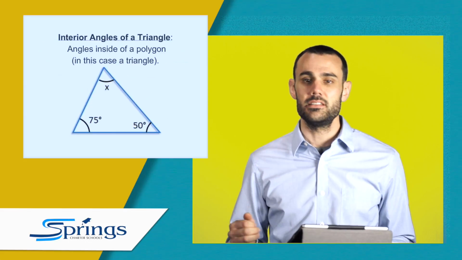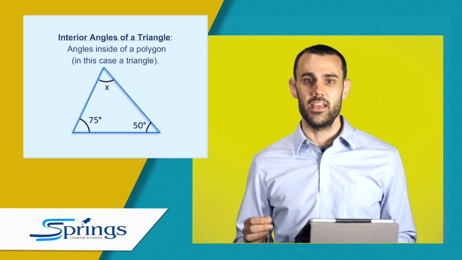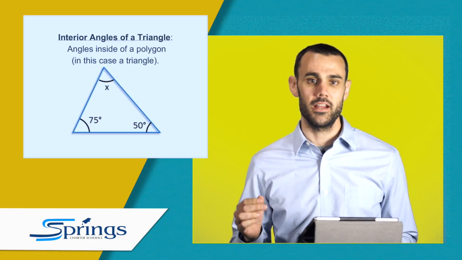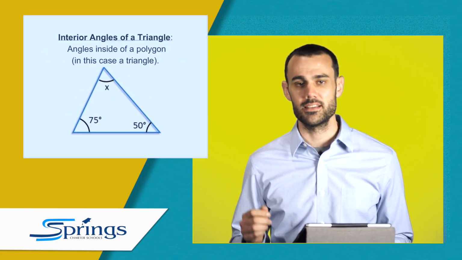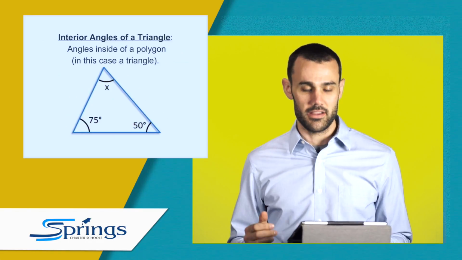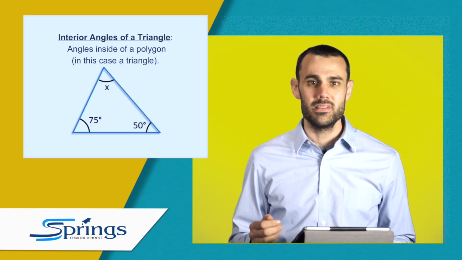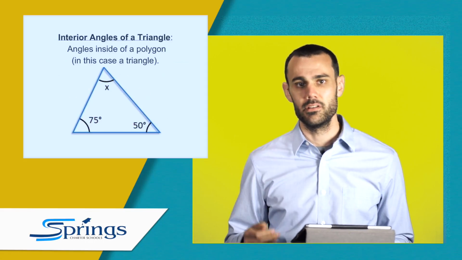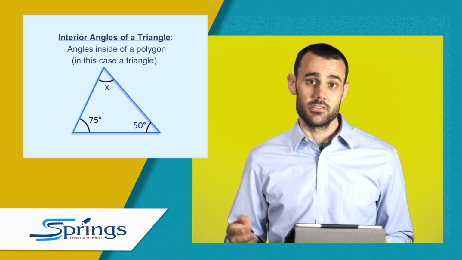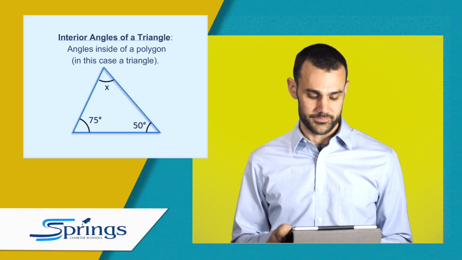So here we go. Interior angles of a triangle. These are the angles that are inside a polygon. And a triangle is a specific type of polygon. It's a three-sided polygon. Now here we have the different angles listed as 75 degrees, 50 degrees, and there's a missing angle which is represented by the variable x. And we're eventually going to learn to solve for that missing angle.